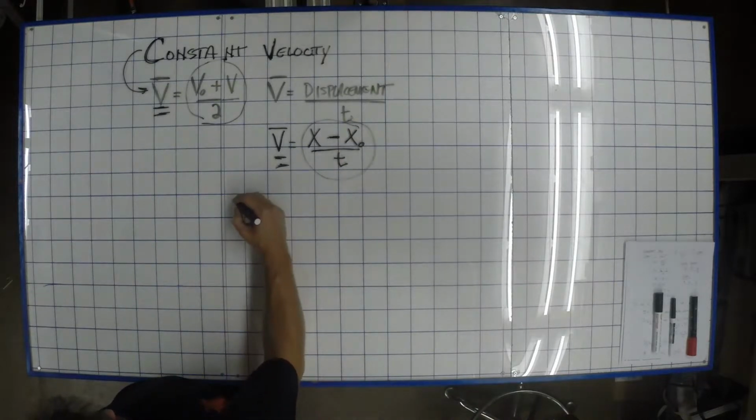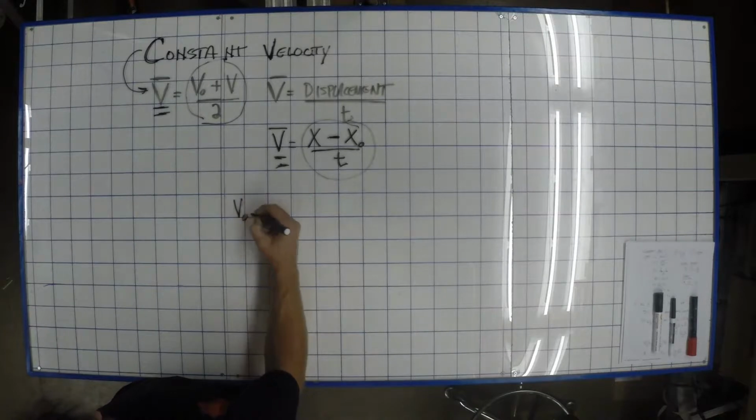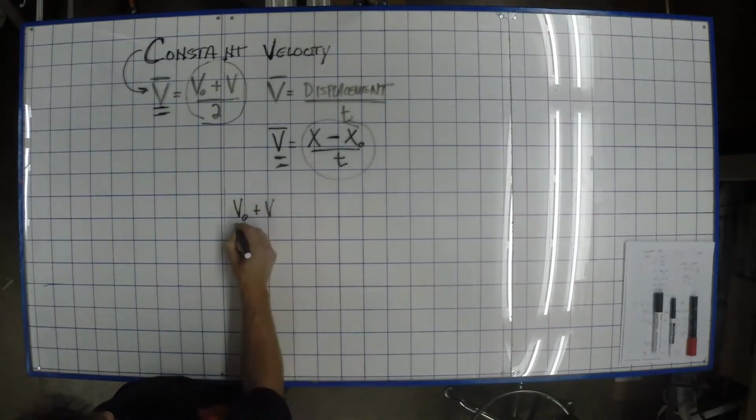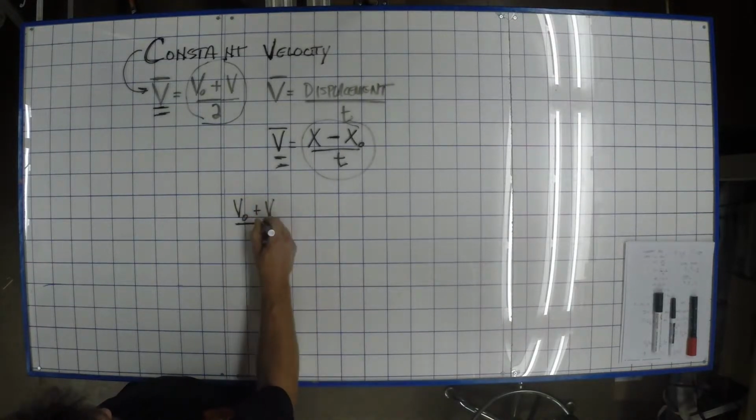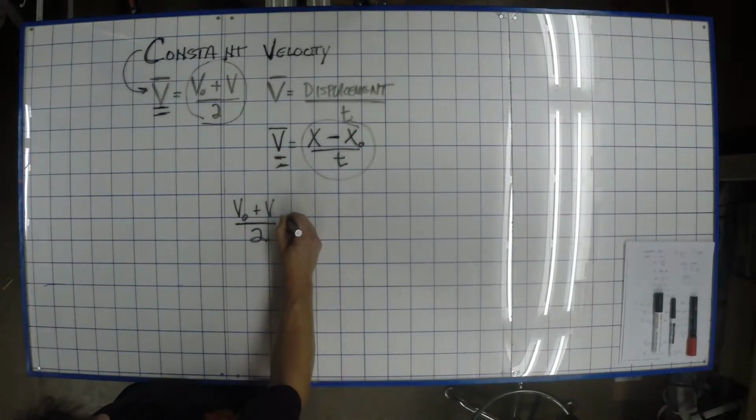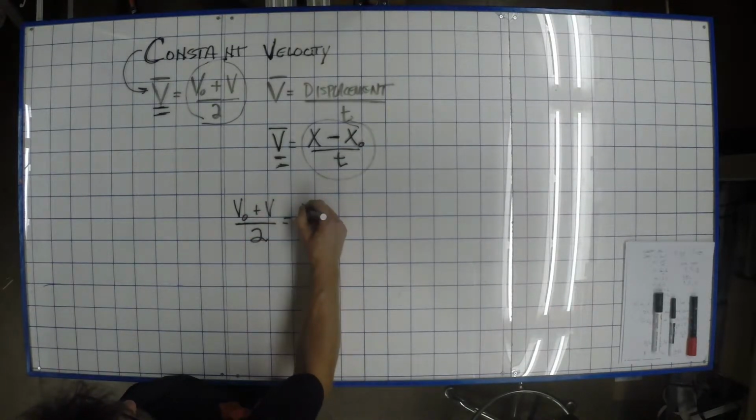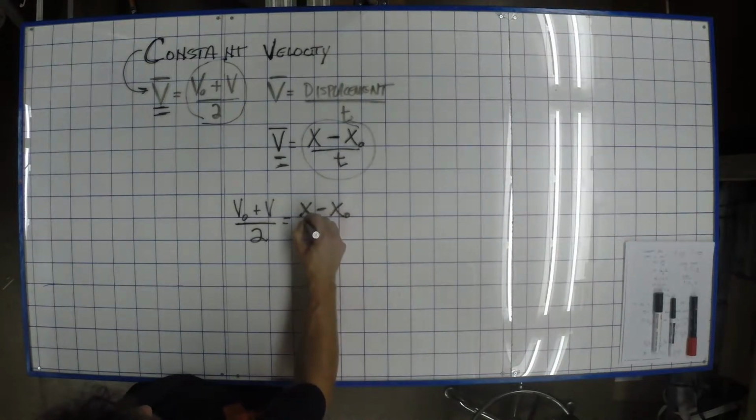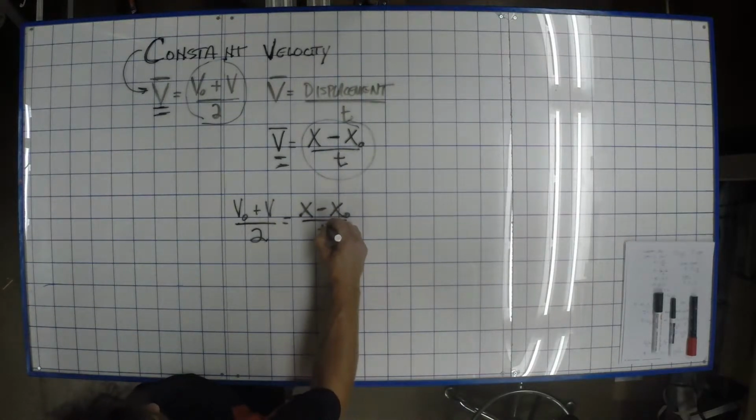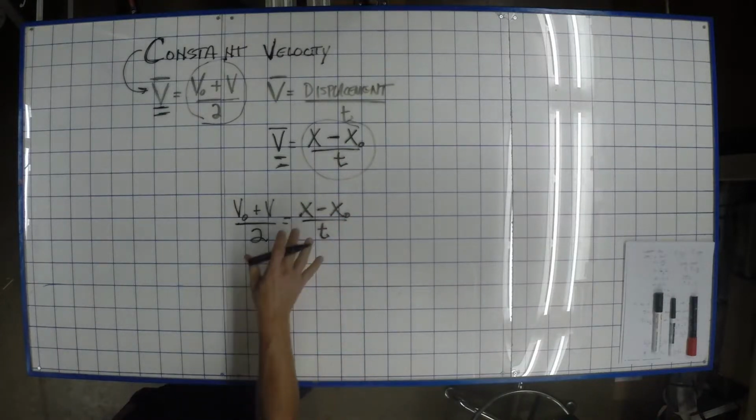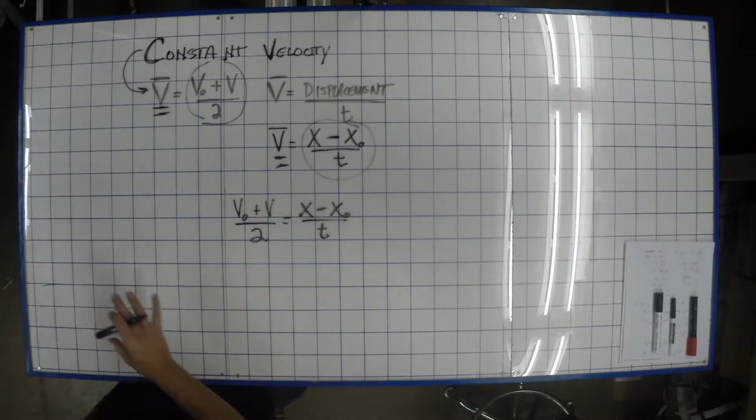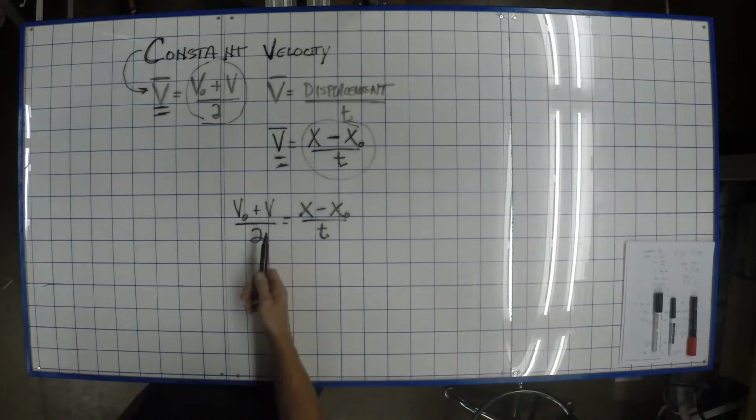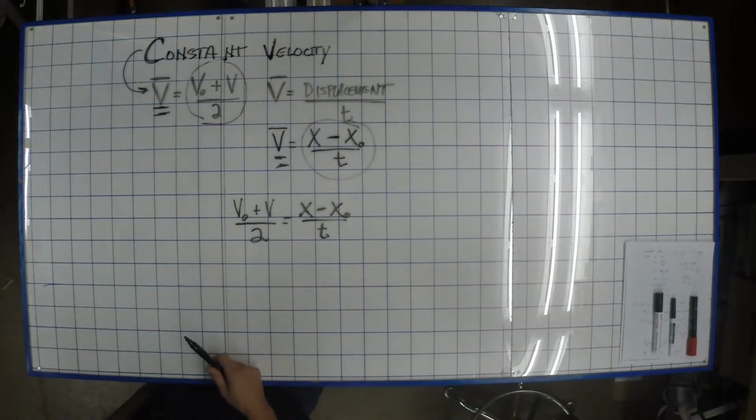And that means that our initial velocity plus our final divided by 2 is equal to our final position minus our initial divided by the time elapsed. Just keep that in mind or put it off to the side. As we go through the videos, we're going to reference this, we're going to use this fact a couple different times.